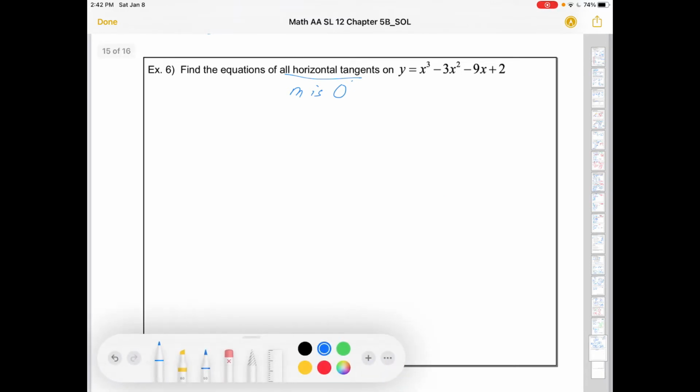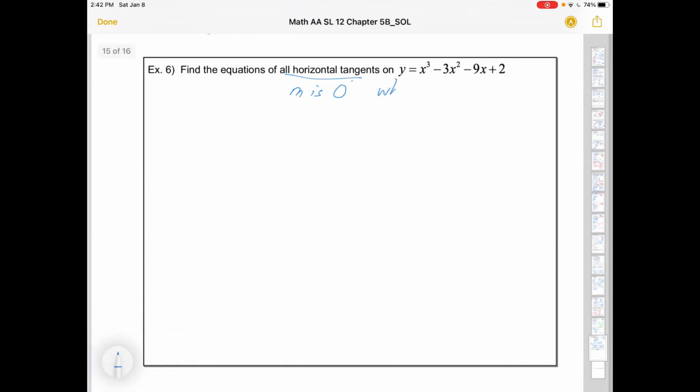Anyways, this is just asking us, where do we have horizontal tangents? In other words, where is slope 0? And then we'll find the corresponding equations. So we need an expression for slope at all. 2x minus 9 times 1. And that 2 at the end is a constant term, so it's going to turn into a 0.